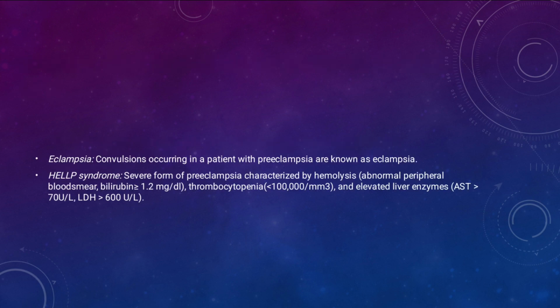Eclampsia is convulsion occurring in a patient with preeclampsia. HELLP syndrome is a severe form of preeclampsia that is characterized by hemolysis, elevated liver enzymes, and low platelets: hemolysis, bilirubin more than 1.2 mg per dL, thrombocytopenia less than 1 lakh, SGOT more than 70, and LDH more than 600 IU per liter.